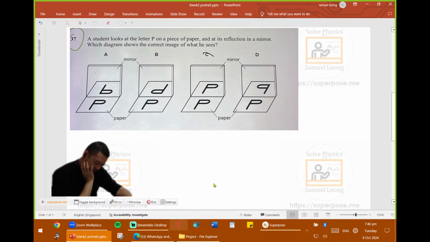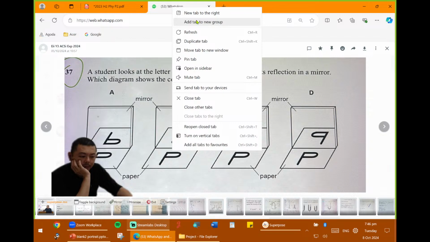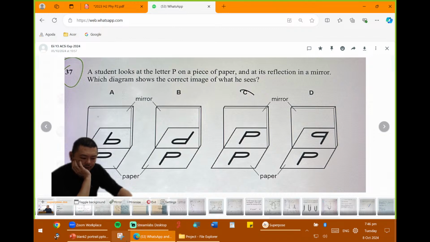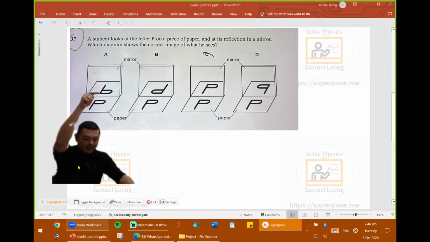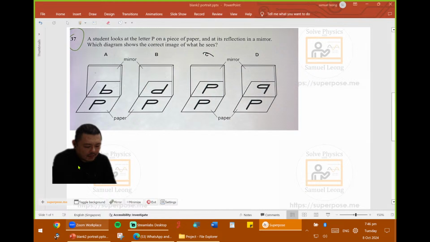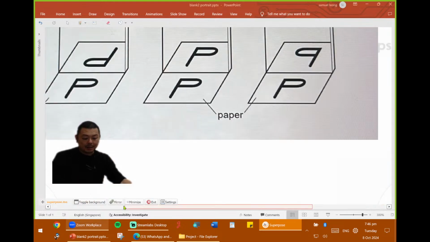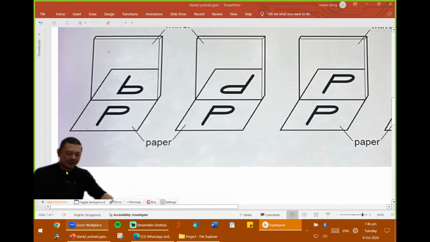But do you know why? Yes, it is laterally inverted, but it looks like it's also upside down. It looks like this is a right side up P, whereas this one is like an upside down P. But it's just the way they put the paper, you know what I mean? I'm just thinking about how I can explain it better rather than just tell you the answer is just A.